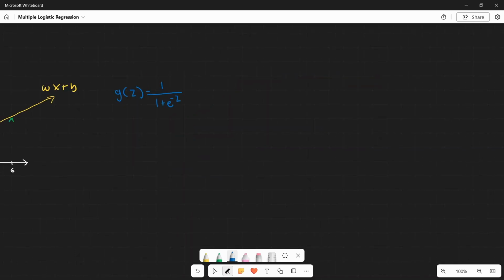Just to see what this function looks like, let's graph it. If we had z on the x-axis and g of z on the y-axis, and we have some x and y ticks on this graph now, then let's look at what g of 0 might look like.